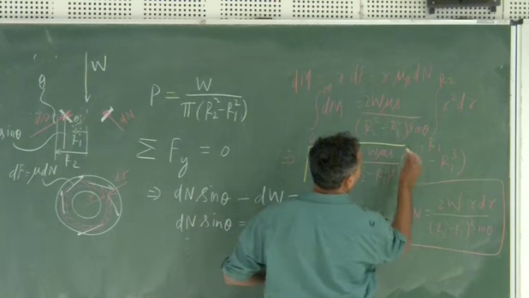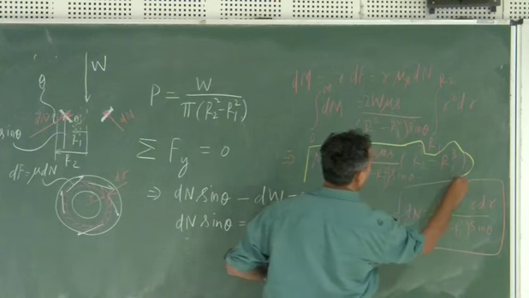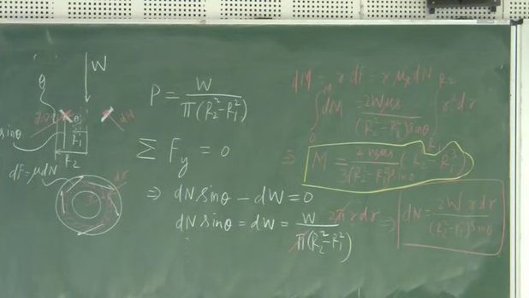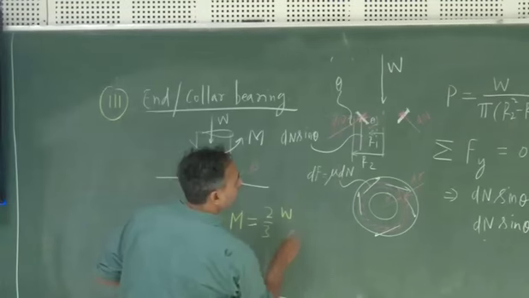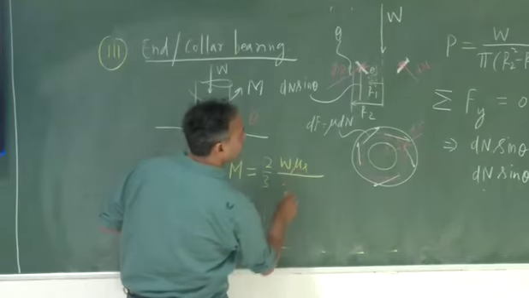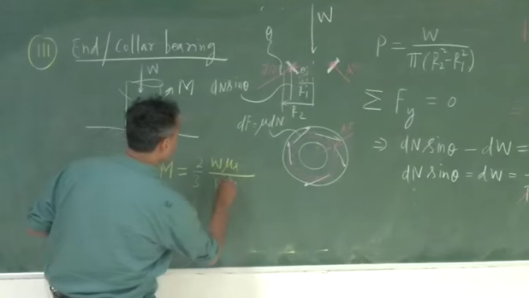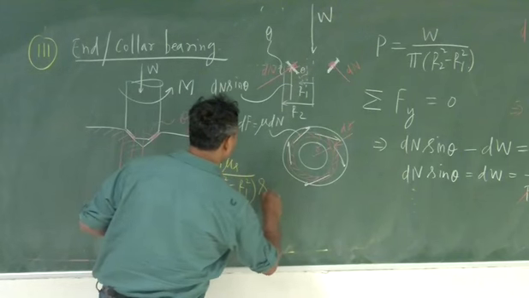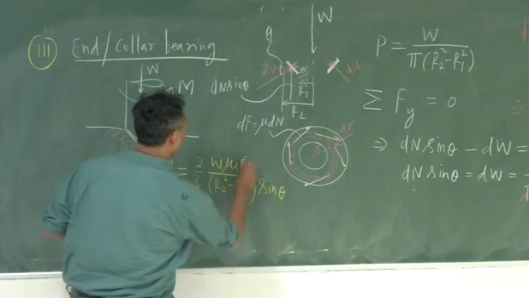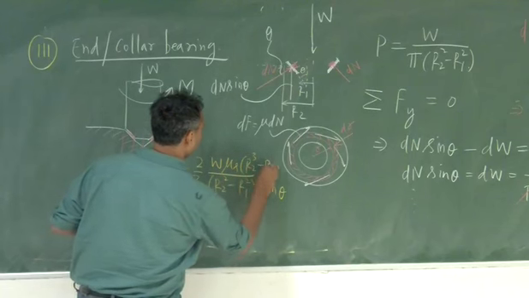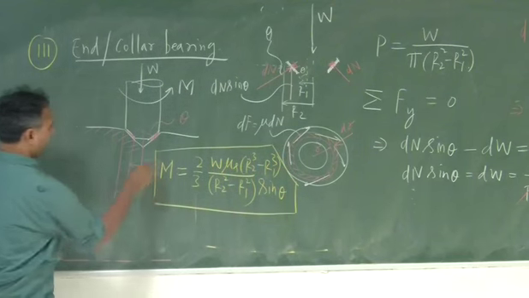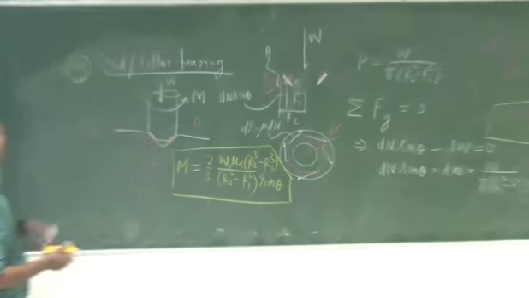So this will be divided by this. Let me write down again. This M that has to overcome this friction is nothing but W mu s divided by r2 square minus r1 square sine theta, and here r2 cube minus r1 cube. So this is the relationship of the moment required to overcome the friction for this kind of bearing.